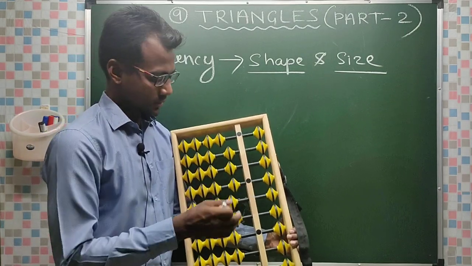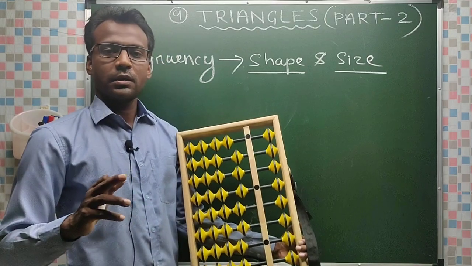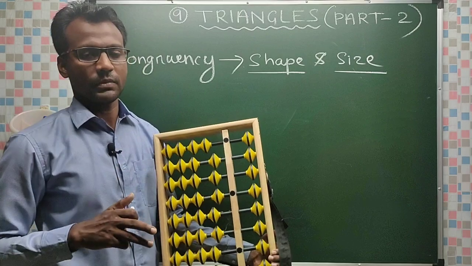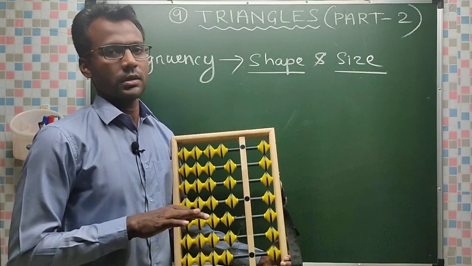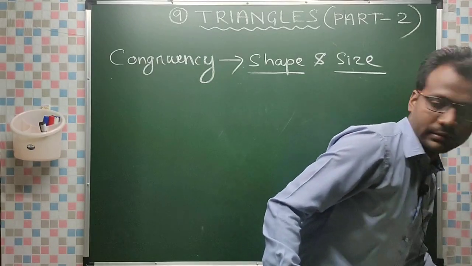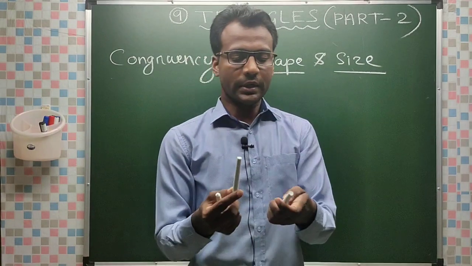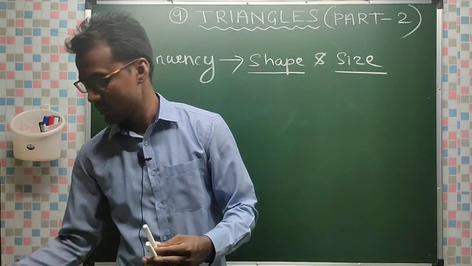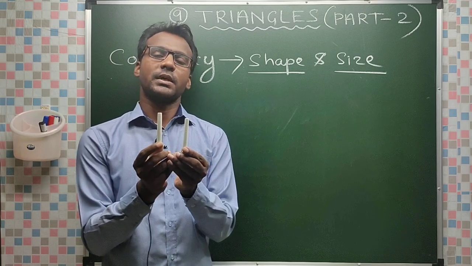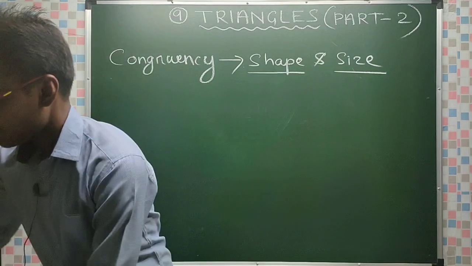Suppose these are, see these yellow parts. All these yellow parts have the same shape, and also they have the same size, so we can say that they are congruent. Okay, now look at these two chalks. They have the same shape and they have the same size, so again we can say that these two are congruent.